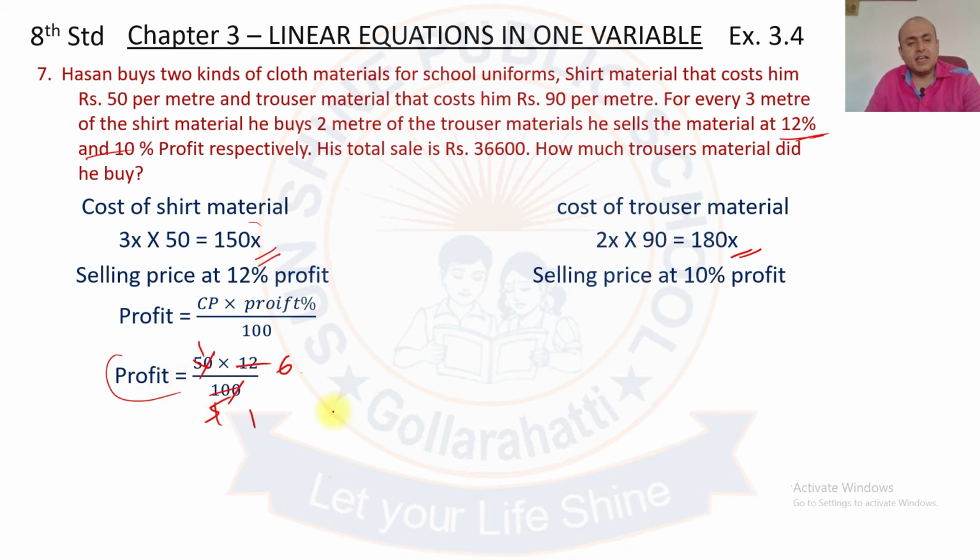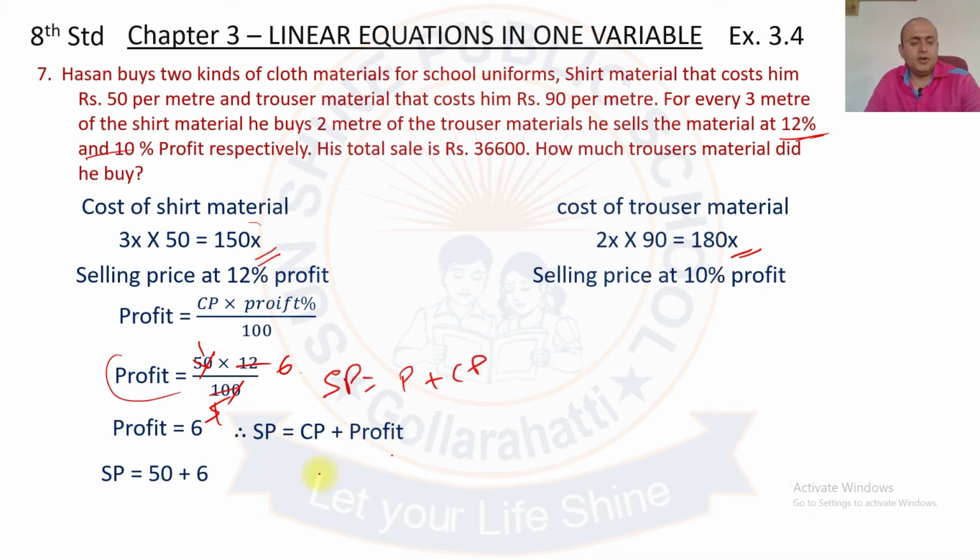And selling price is equal to profit plus cost price. Therefore selling price will be 50 plus 6, that is 56. Then 3x into 56. If you multiply 3x into 56, you will get 168x. We don't have the meter, therefore it is in x.